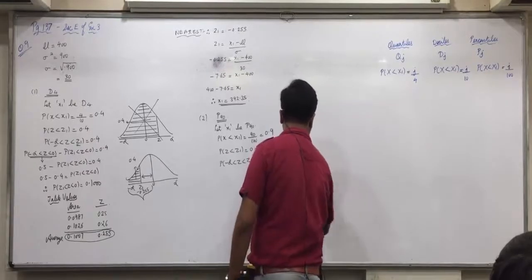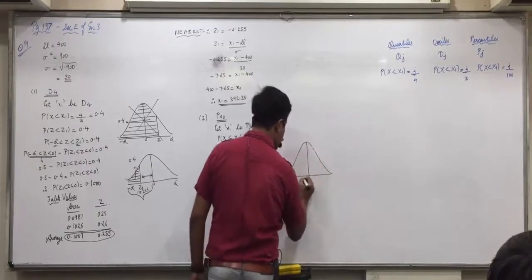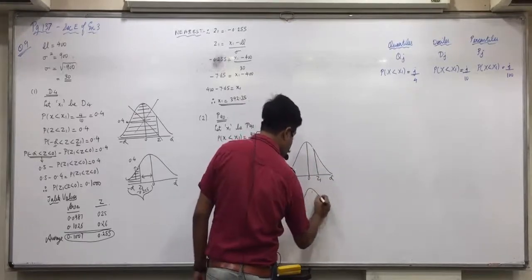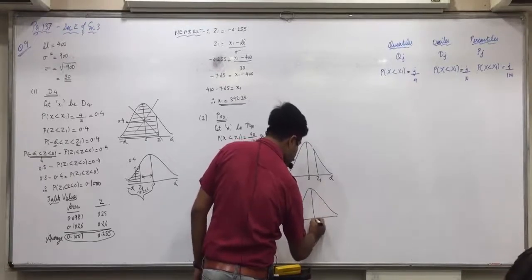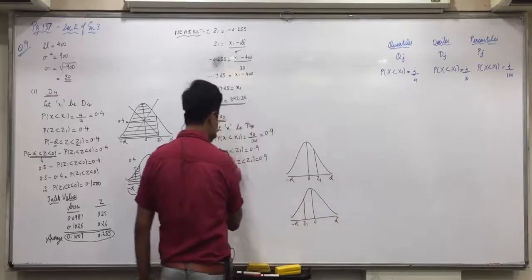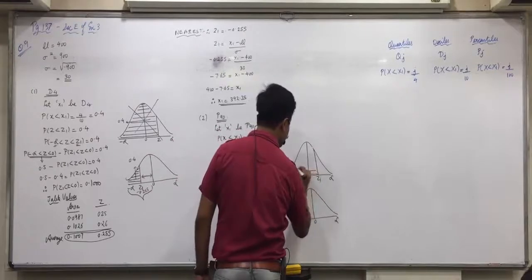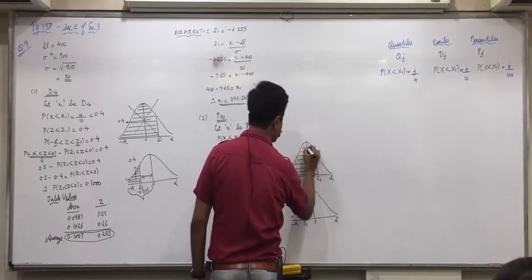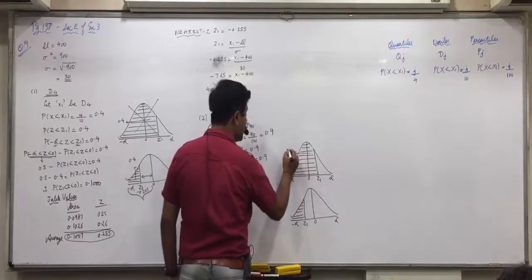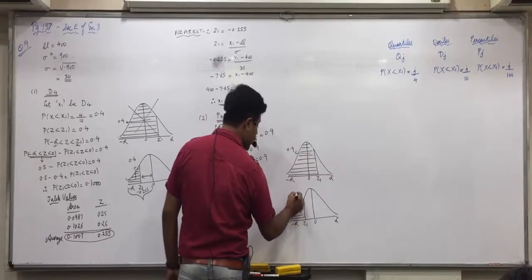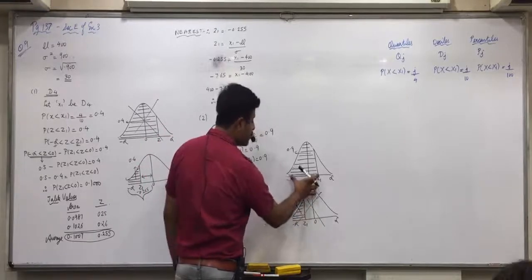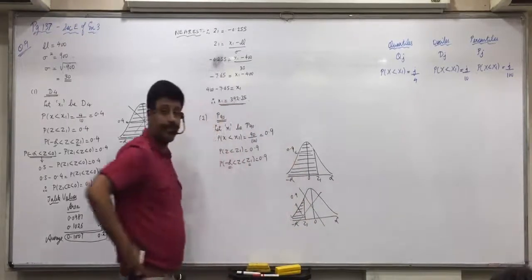Now, two diagrams. In one diagram, z1 is on the right side. In another diagram, z1 is on the left side. Shading is between minus infinity and z1. This area is given as 0.9. Now, the second one is not possible. This area should be less than 0.5, but here the sum should be more than 0.5, so 0.9 is possible.